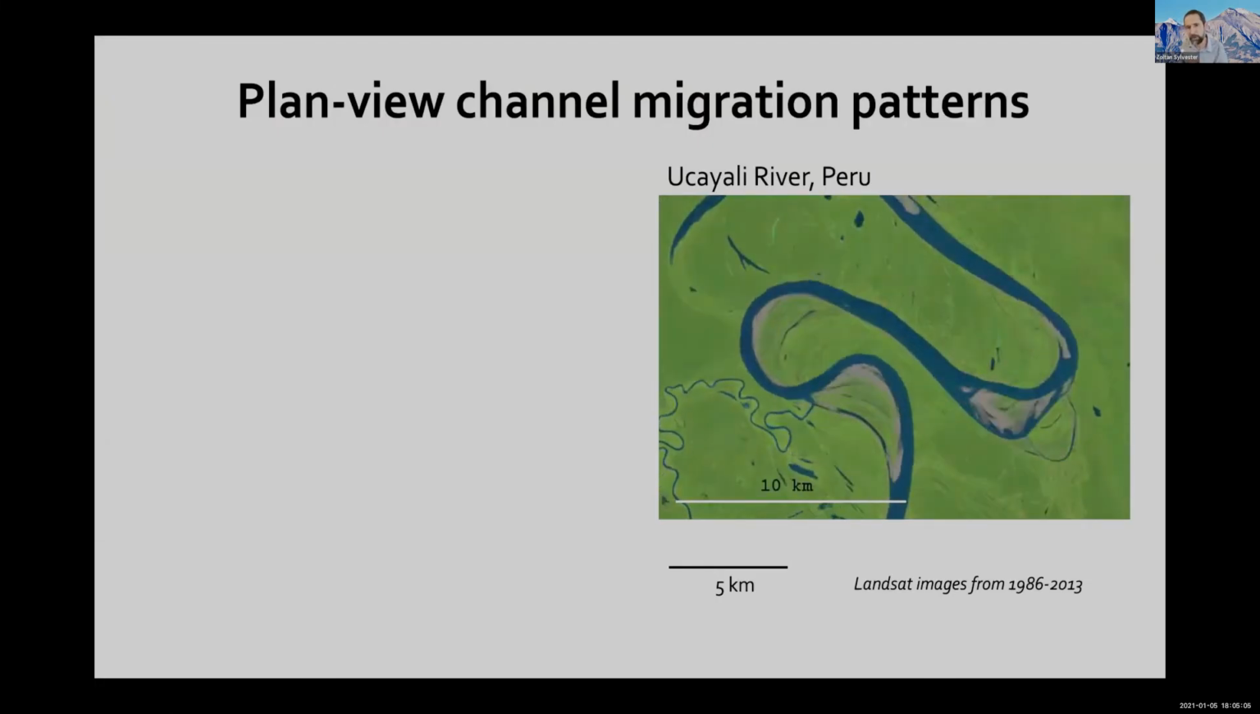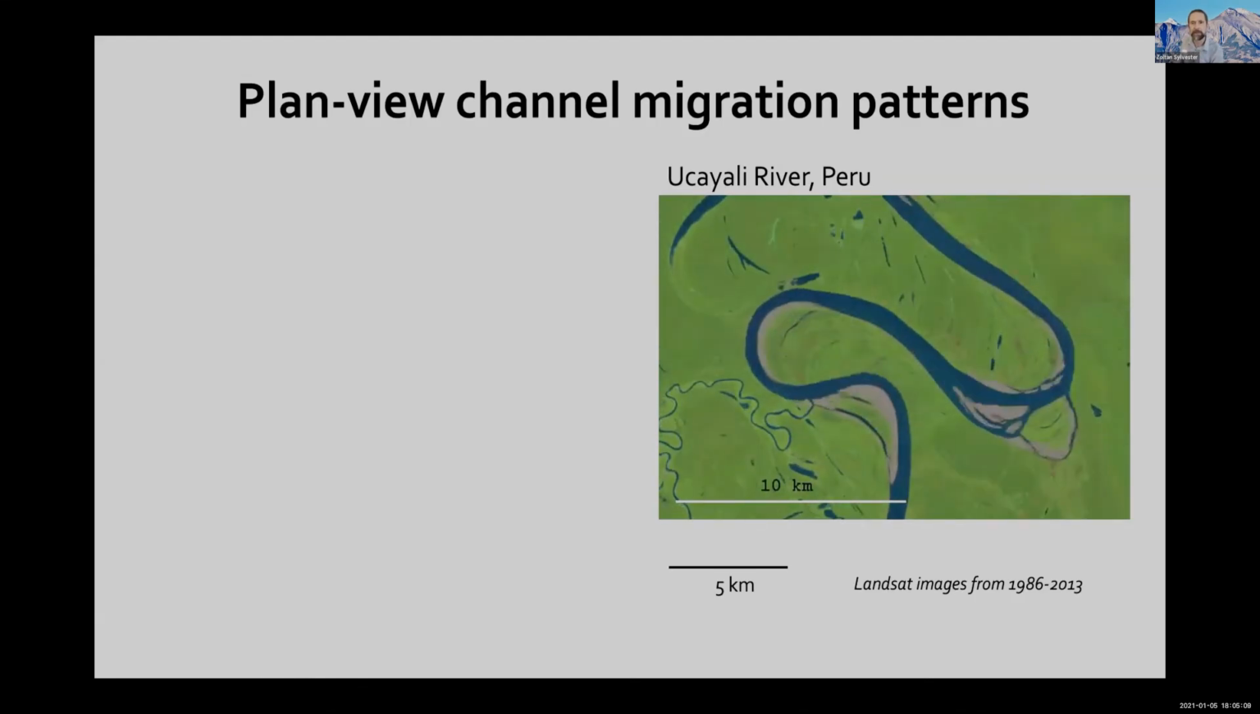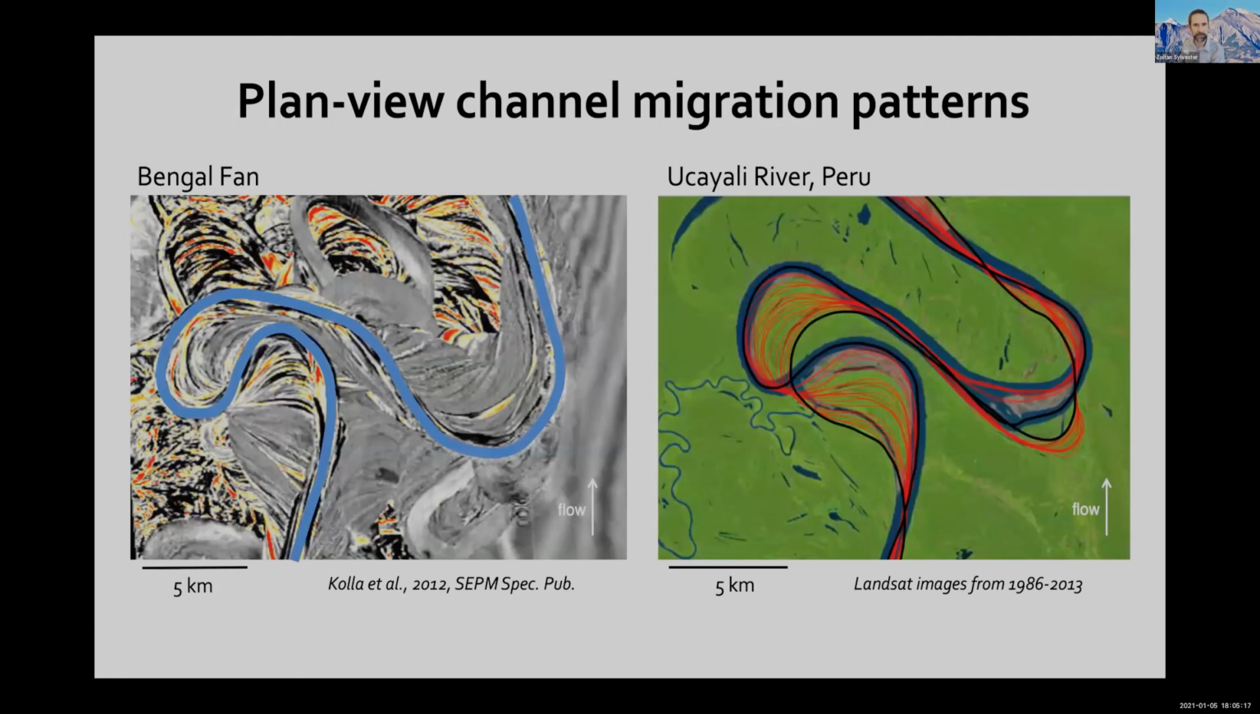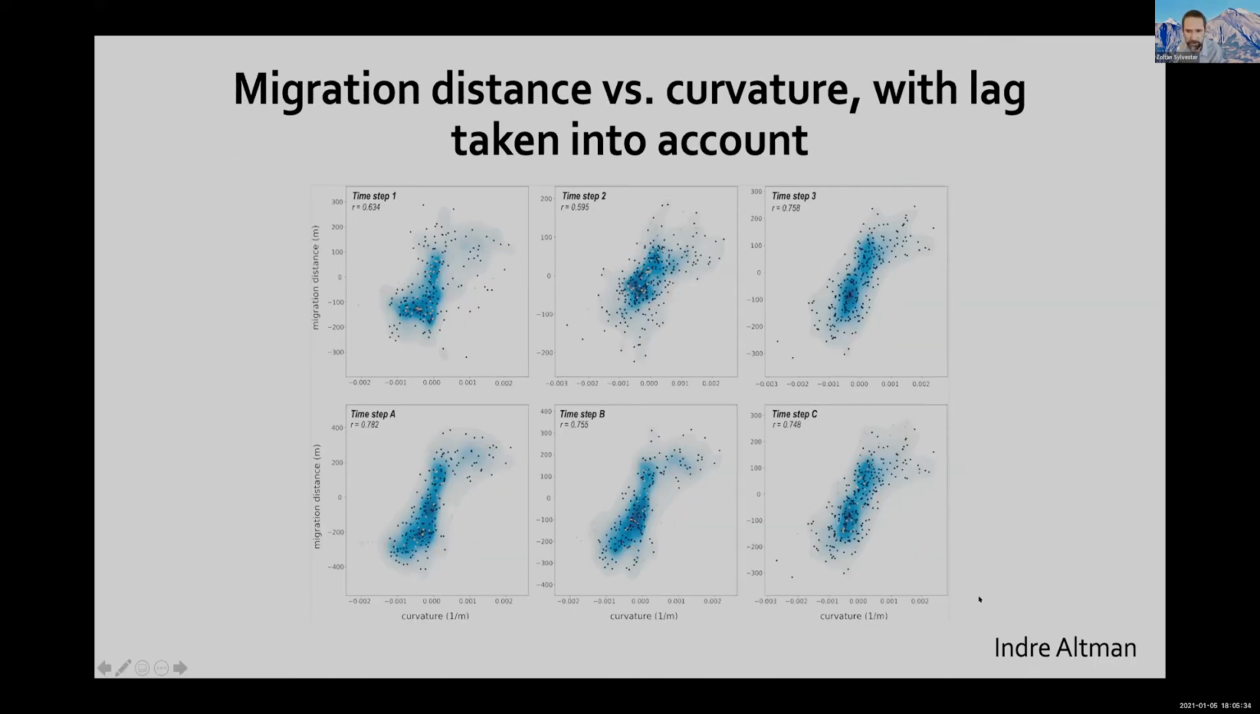For a long time, some of us have been saying, anyway, that planform migration patterns are pretty similar qualitatively in rivers and in submarine channels. And this is an example carefully cherry-picked from the Bengal Fan. If you compare the patterns in the two images, I think it's amazing how similar they are. Now we can say that we have some data on this. This is some work that Indre Altman, a master's student, did on the Joshua channel. She took some of those center lines and did the work that we did on rivers in the Amazon basin, and found that yes, there is a correlation between migration distance and curvature. So at least in this system, but I think we will find that this holds true elsewhere as well. Submarine channels behave in plan view quite similarly to rivers.